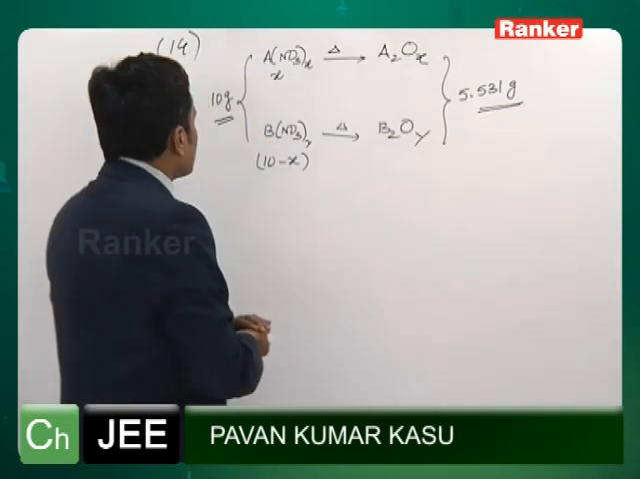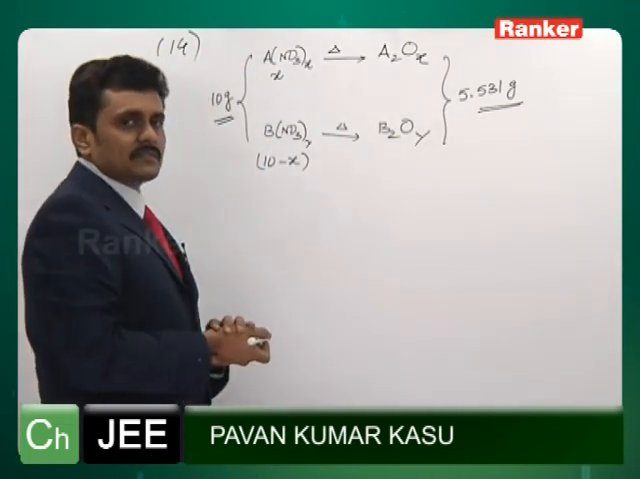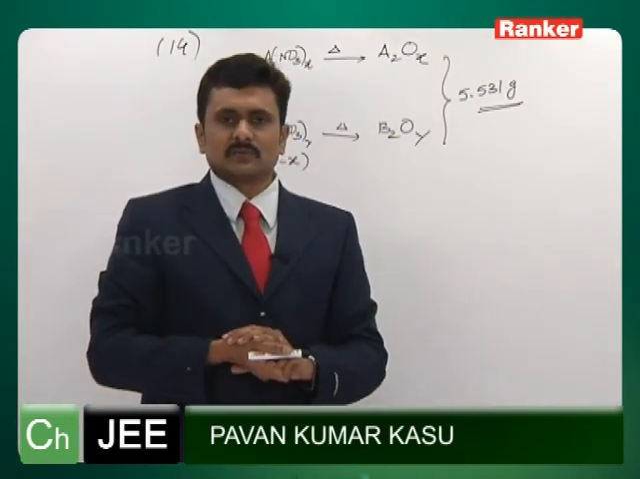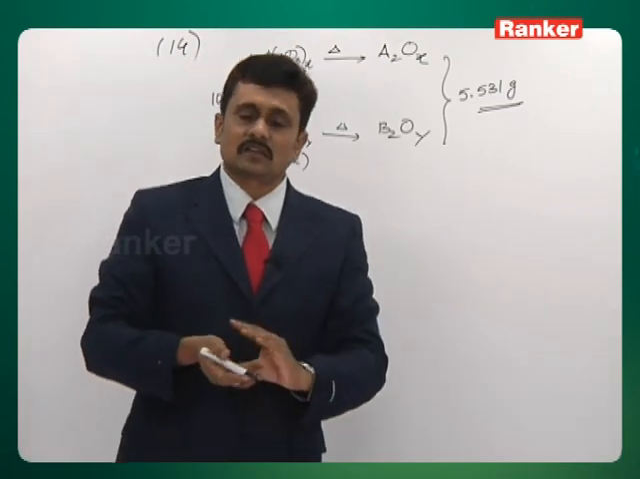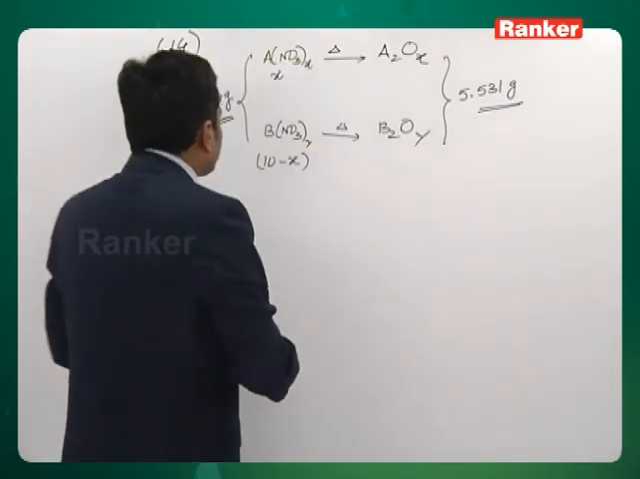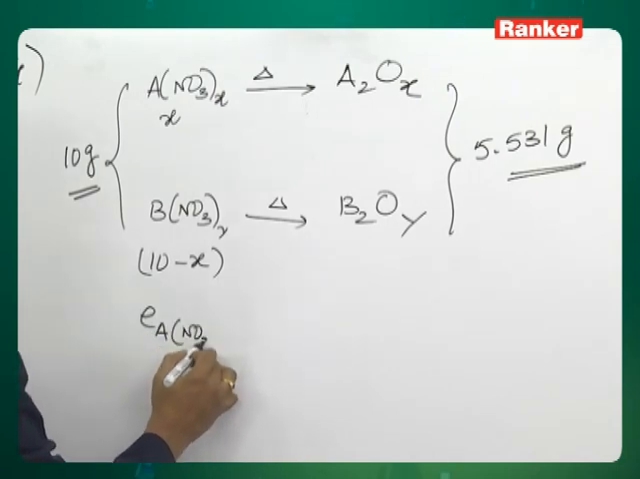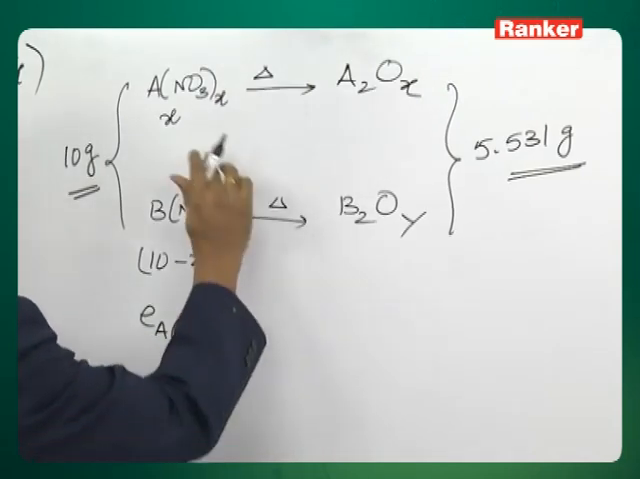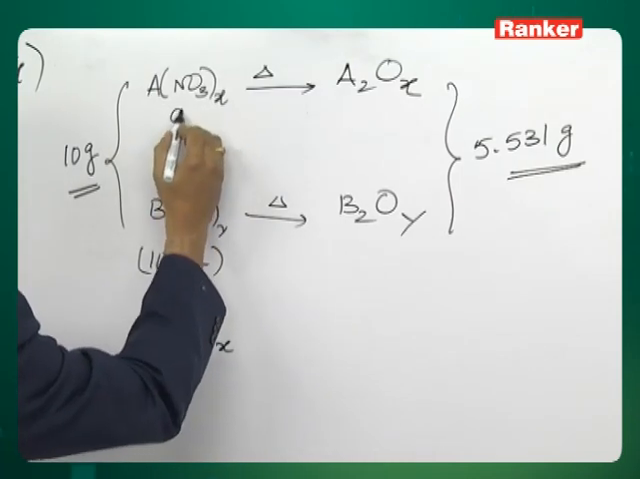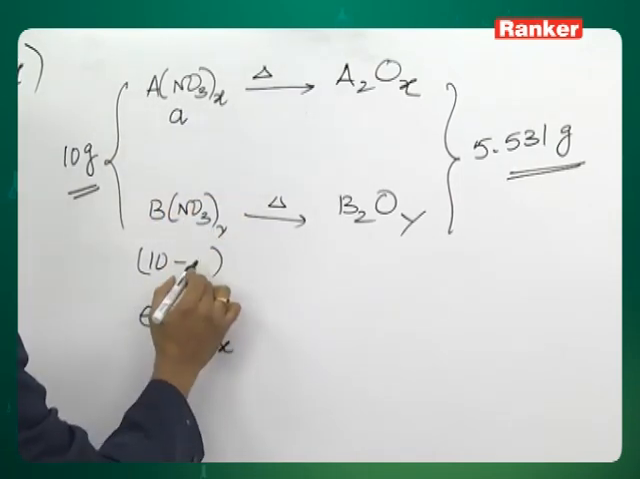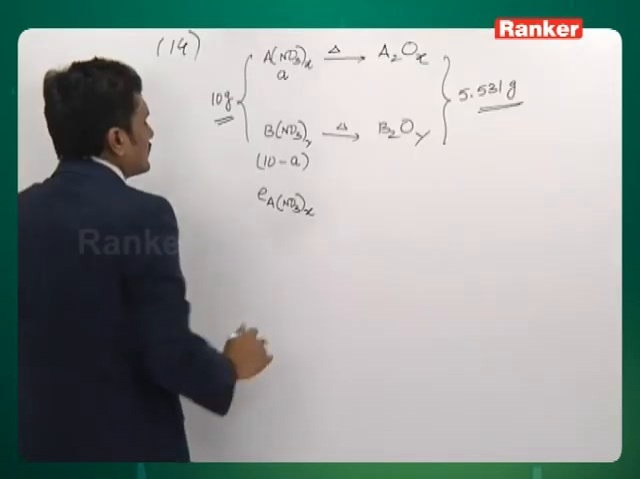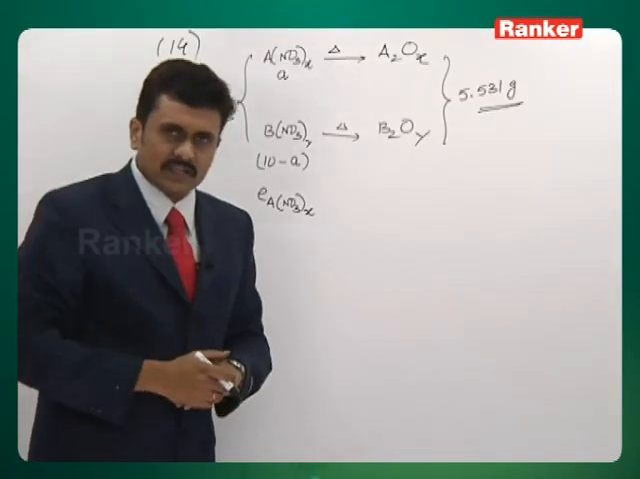Now we know the gram equivalents of ANO3 taken X. Whenever we find the gram equivalents, when the weight is given, we divide the weight by the gram equivalent weight. I mean, you have the gram equivalents of ANO3 taken X as, or I'll assume this time it has A gram, and this will be 10 minus A, because already we have assumed here it has X. Now let's take it as A gram.